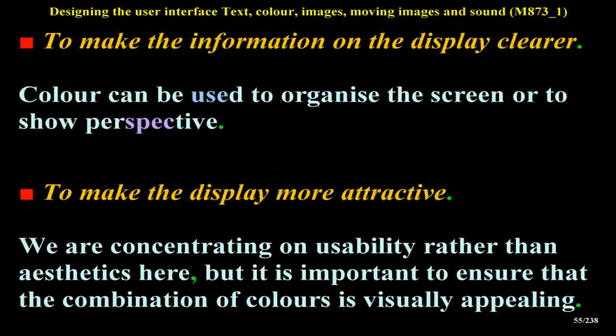To make the information on the display clearer. Color can be used to organize the screen or to show perspective. To make the display more attractive. We are concentrating on usability rather than aesthetics here, but it is important to ensure that the combination of colors is visually appealing. In this section we concentrate on the meaning of different colors, how to use colors together and how to use color to represent information.